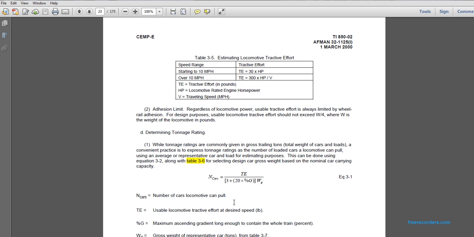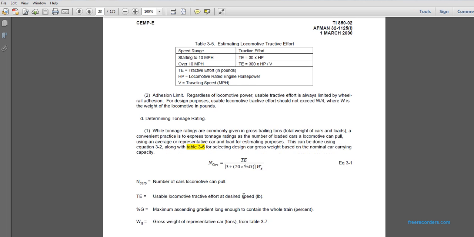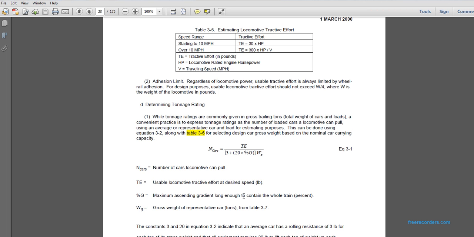divided by the percentage of grade, the maximum ascending gradient length containing the whole train, percent times 20, divided by the gross weight of the representative car in tons from table 3.7, plus 3. Or sorry, the maximum ascending grade length long enough to contain the whole train times 20 plus 3, over the gross weight of the representative car from the tables.